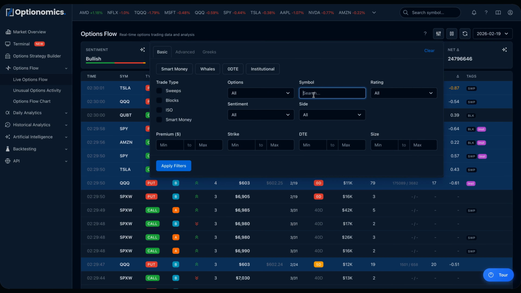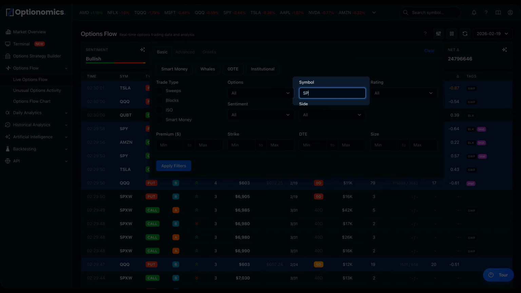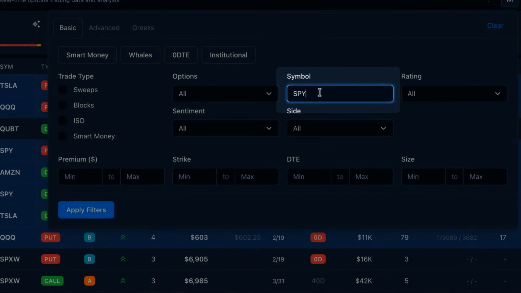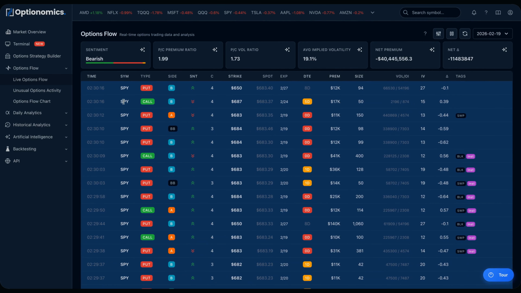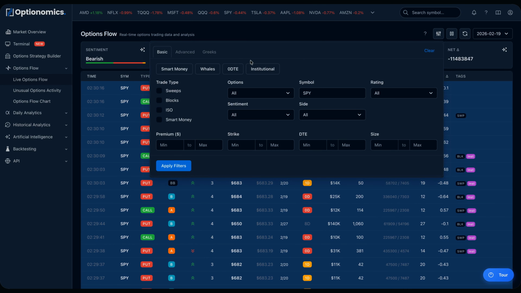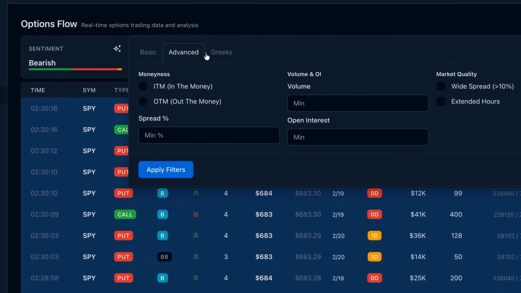And if you want to filter options flow trades for a specific symbol, you can just enter the symbol in this box. Now we are only seeing the trades for the symbol that we entered. In this case, it's SPY. You can find more filters in the Advanced and Greek tabs.